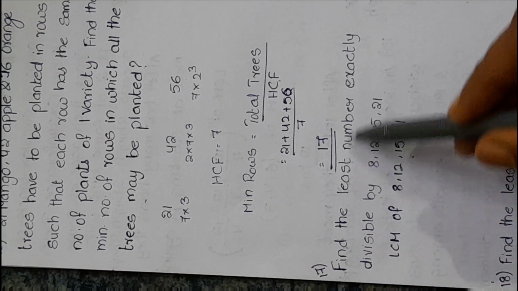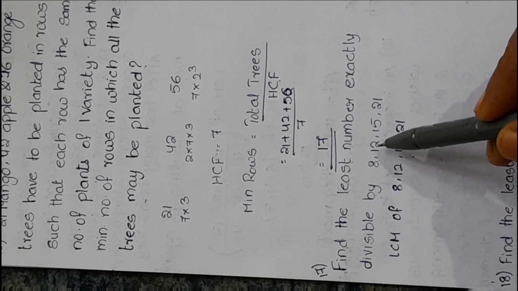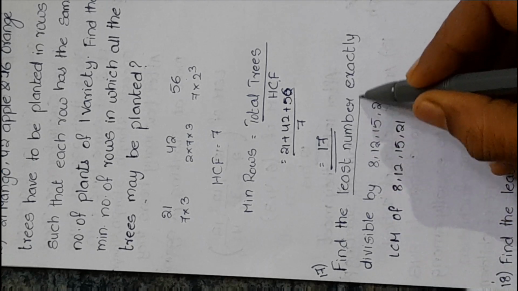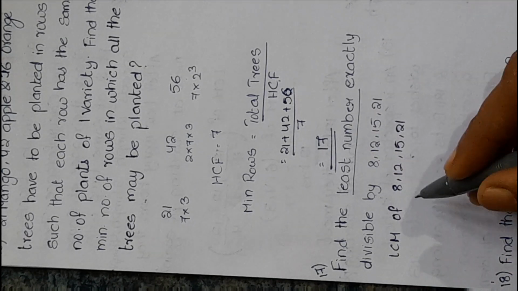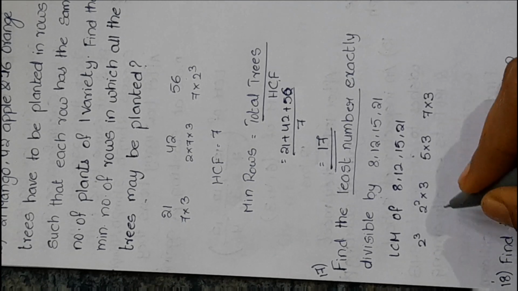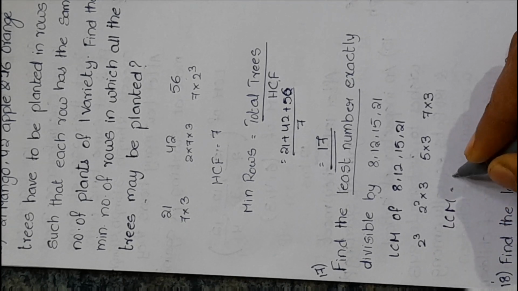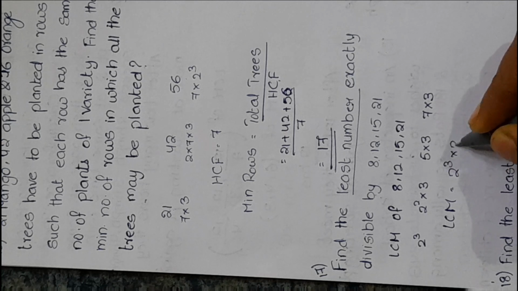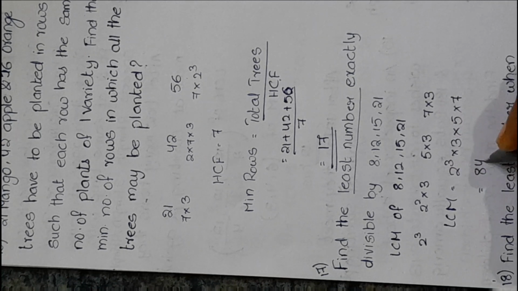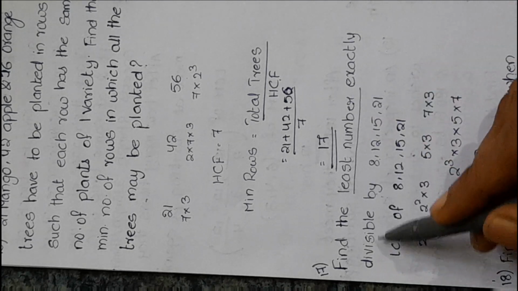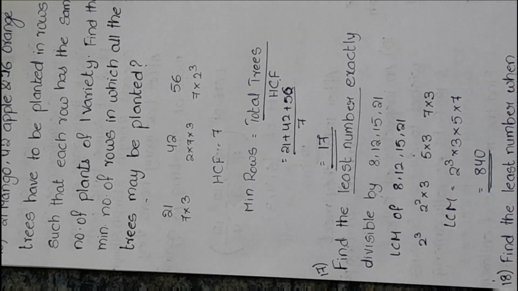17th question: find the least number exactly divisible by 8, 12, 15 and 21. Here least number is asked. So we should find the LCM of these numbers. Now let us write the factors of these numbers individually. After writing the factors, LCM is all the bases with highest power. 2 power 3 into 3 into 5 into 7. Now the LCM is 840. So the least number exactly divisible by all these four numbers is 840.